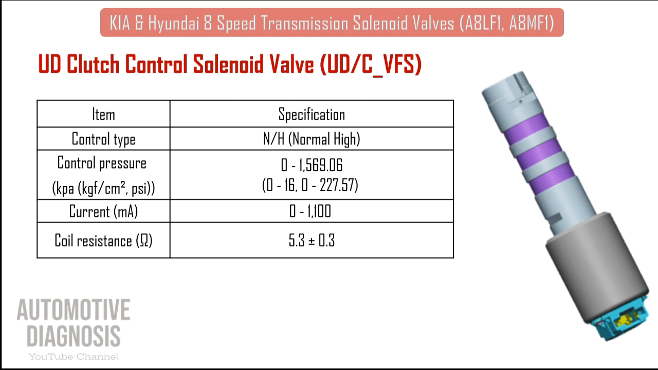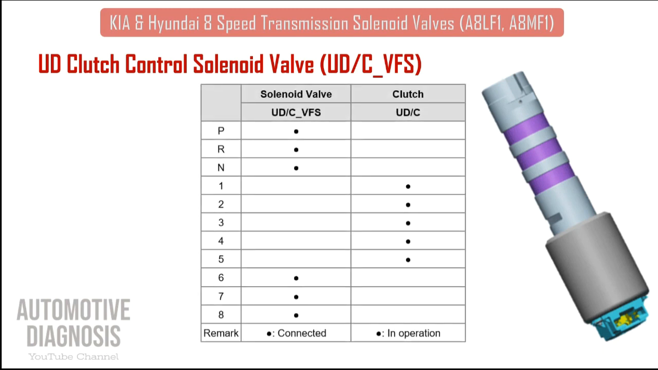But the amount of current that the TCM provides to this solenoid valve is exactly the same as the other one, even the resistance. The only difference is the normal high. And you see the difference here because this one is normal high. When this solenoid is receiving normal high, as you see, it is not going to provide any oil to the clutch pack. When this one is receiving normal high, this clutch is not working. When it's receiving low current, the clutch pack is working. So this one is exactly opposite to the other solenoid valves.